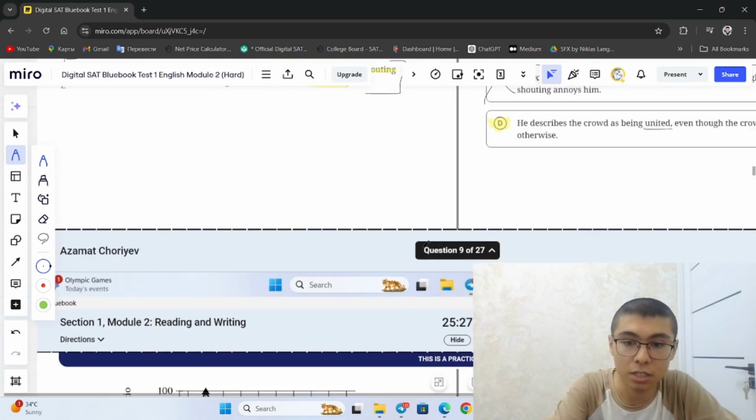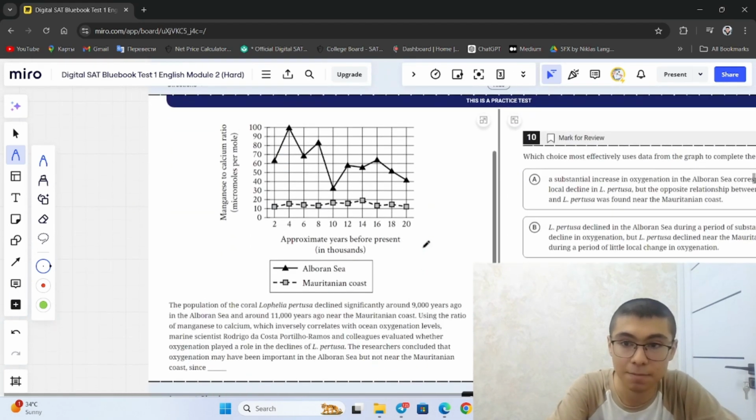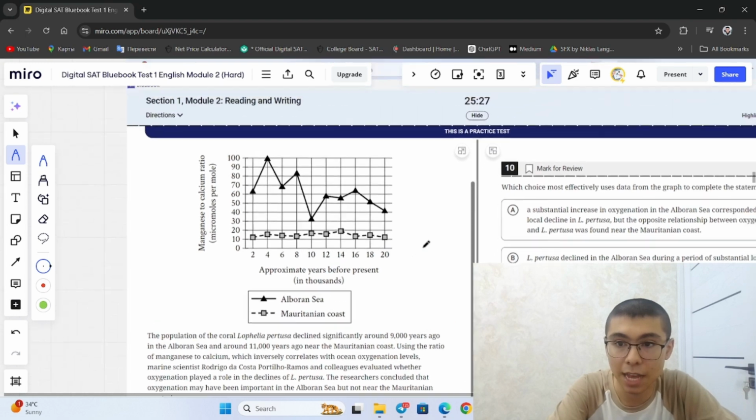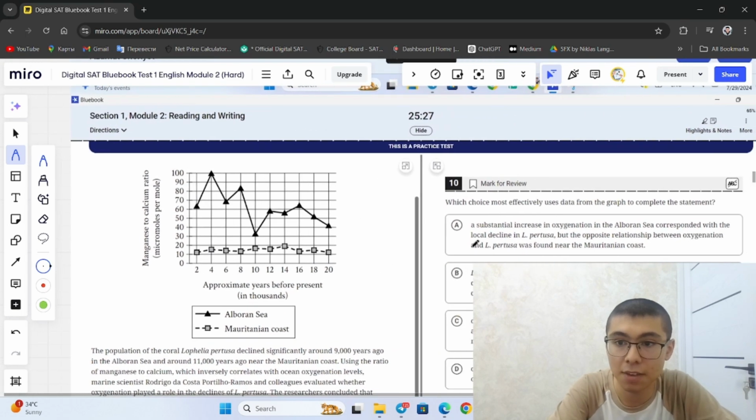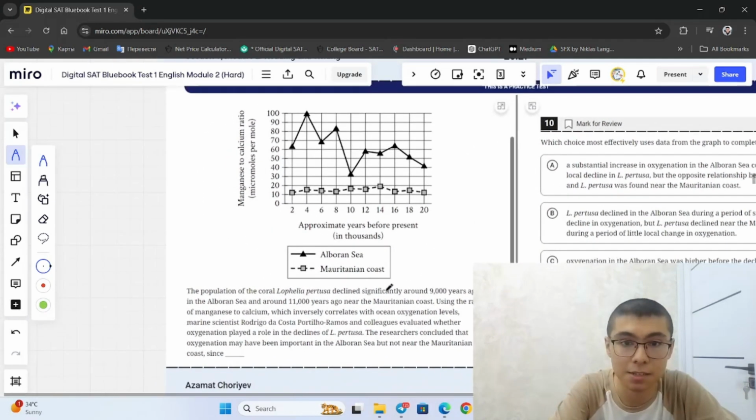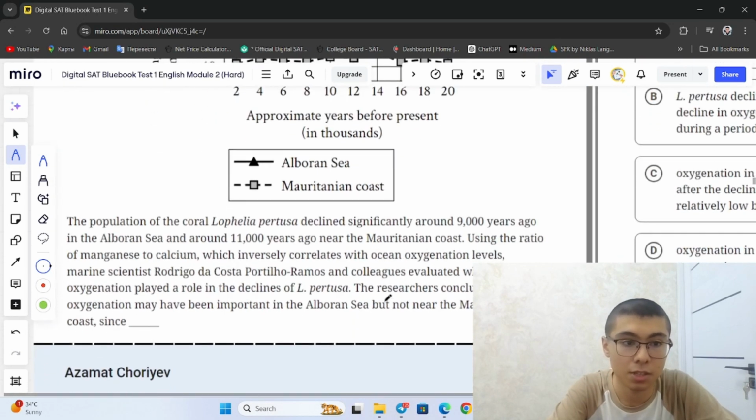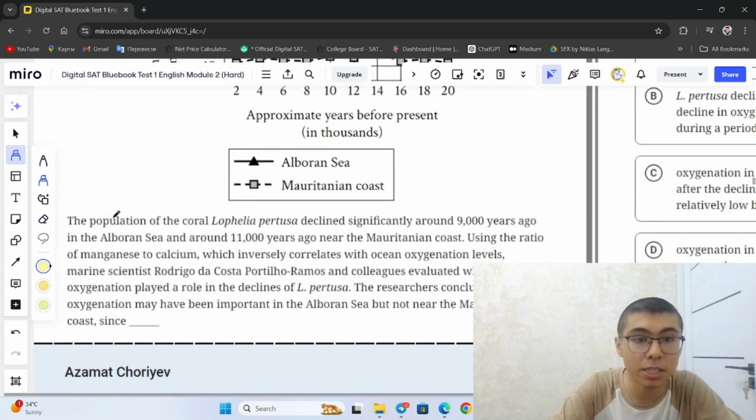So let's move on. Question number 10. So we have to use the data from the graph to complete the statements. It's command of evidence, quantitative. So let's read. The population of something declined significantly around 9,000 years ago in the sea and around 11,000 years ago near the coast.